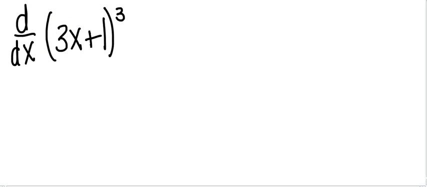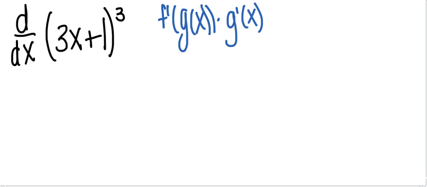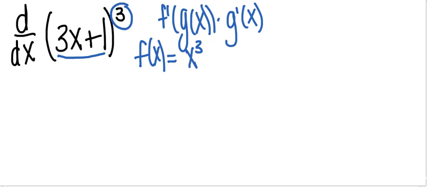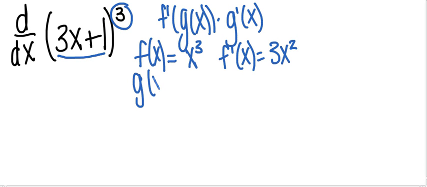Let's take the derivative of 3x plus 1 cubed. The chain rule states that the derivative equals f prime of g of x times g prime of x. In this example, this is the outside function, and this is the inside function. The outside function implies f of x, which equals x cubed. F prime of x equals 3x squared. The inside function implies g of x, which equals 3x plus 1. G prime of x equals 3.